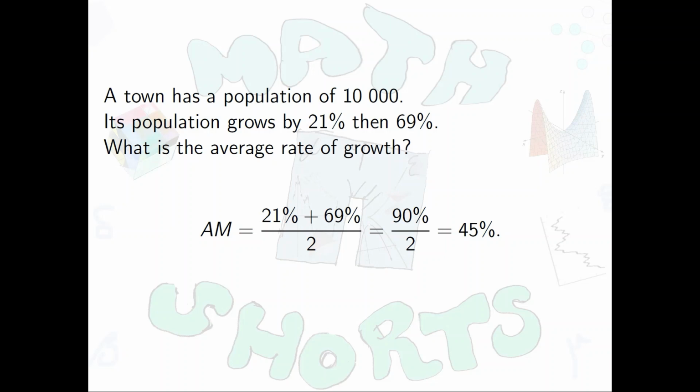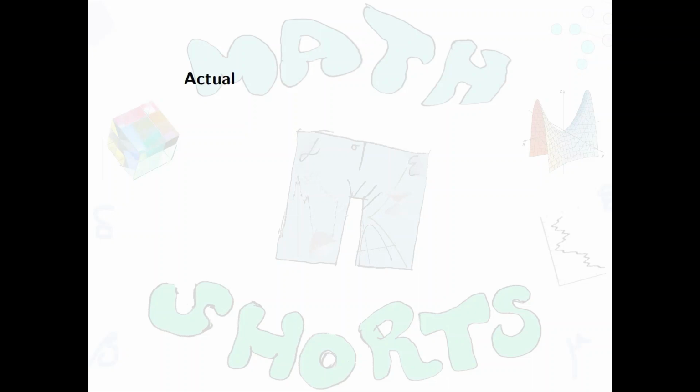But what if we actually look at what happens if we grow by 45% over 2 years, and if we grew by 21 and 69? So let's take a look. So this is what's actually happening.